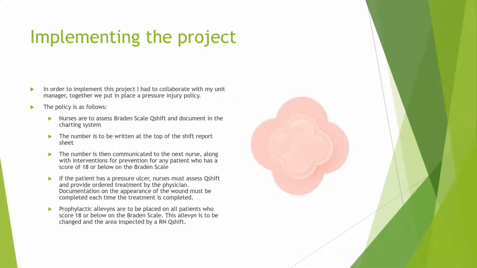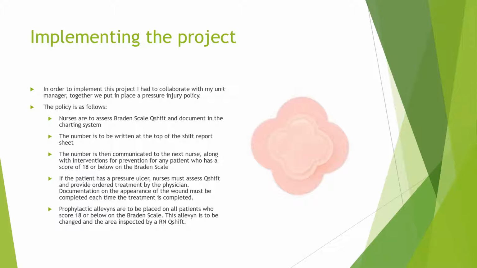Implementing the project. In order to implement this project, I had to collaborate with my unit manager. Together we put in place a pressure injury policy. The policy is as follows. Nurses are to assess the Braden scale every shift and document in the charting system. The number they get from the Braden scale is to be written at the top of the shift report sheet. The number is then communicated to the next nurse, along with interventions for prevention for any patient who has a score of 18 or below on the Braden scale.